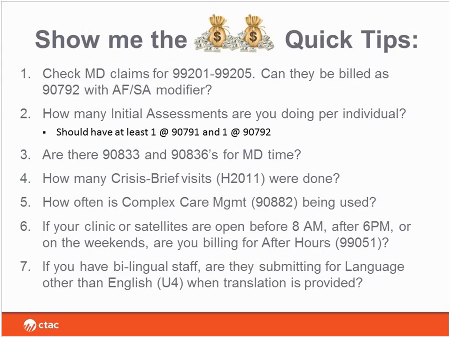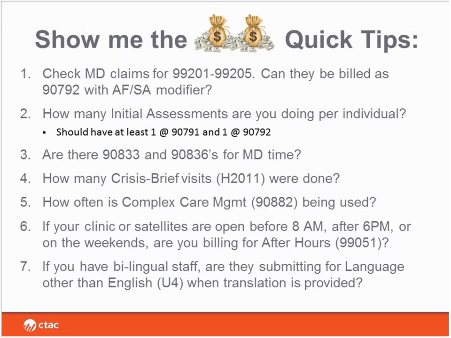All right, here's our Show Me the Money quick tips. Look at your claims data, whatever type of reports you have. This is just a summary thing. Go through, look for the new patient codes I mentioned earlier. See if those can be switched to the 90792 with a modifier. Look at how many initial assessments you are doing per individual. Try to get at least one 90791 and one 90792 for each new person at your clinic. Are you using the add-on codes, the 90833 and 90836 for the 30 and 45-minute add-ons?